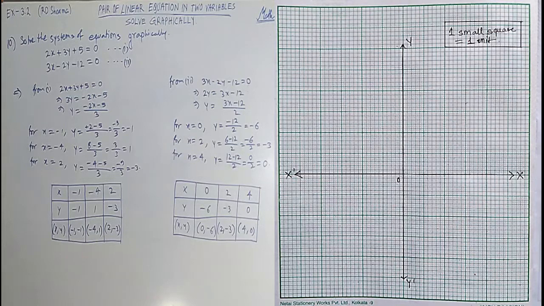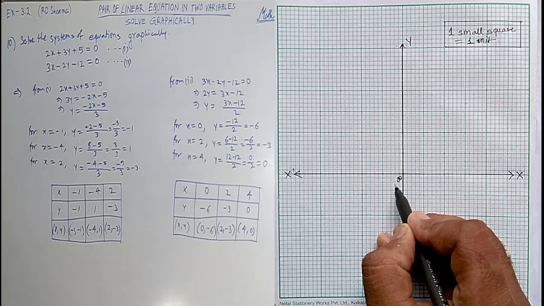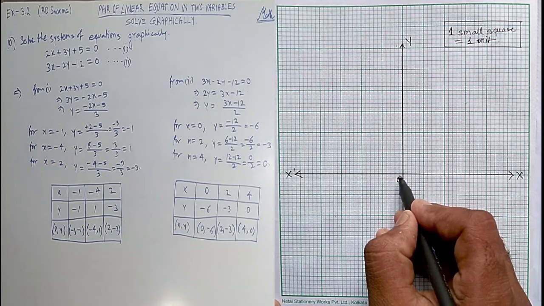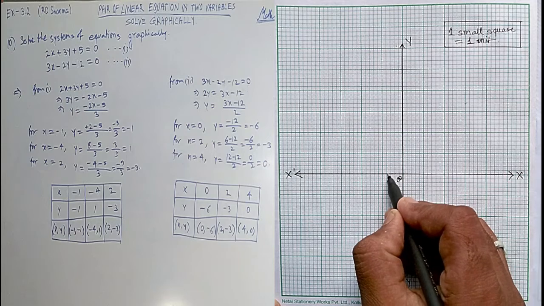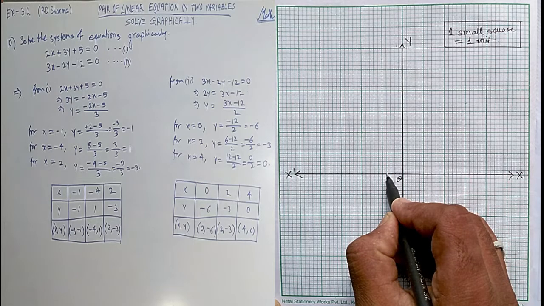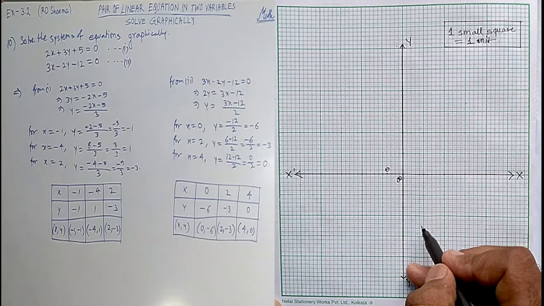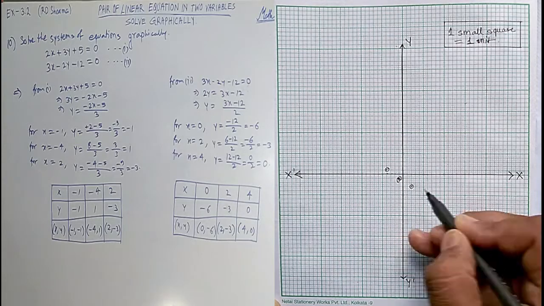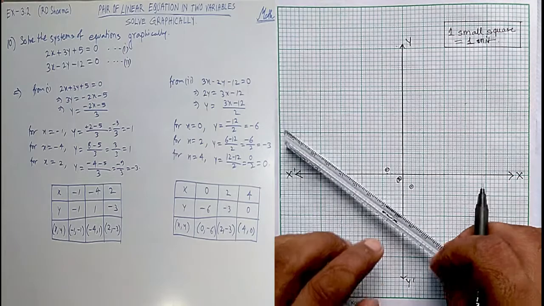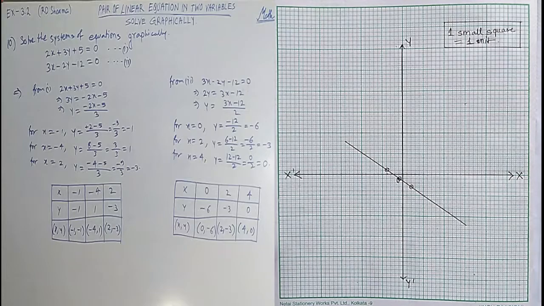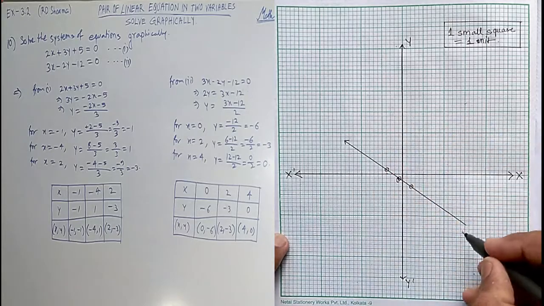Now we plot the points for the first equation. The first coordinate is minus 1 comma minus 1, that is this point, and the second coordinate is minus 4 comma 1, that is x equals minus 4, that is 1 2 3 4, and y equals positive 1, this point. Then the next point is 2 comma minus 3, this point. Now mark it. Now we join these 3 points with the scale, and this is the required graph of the given equation number 1.